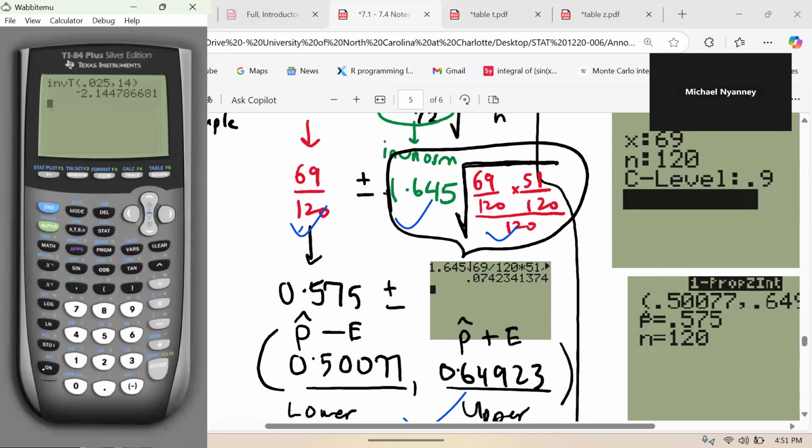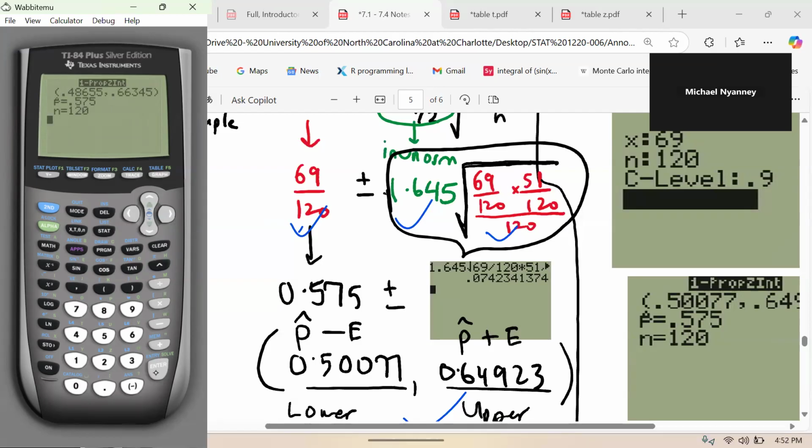So we're saying that you go to stats, then you go to tests, then you choose one proportion z interval, not z test. So after 90, you come to A. So this is what you choose. Then it's going to ask you, what is your X? 69. Your N is 120. What confidence level are you using? 95. Then we insert that.